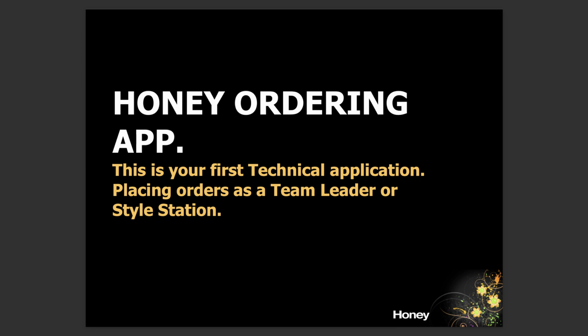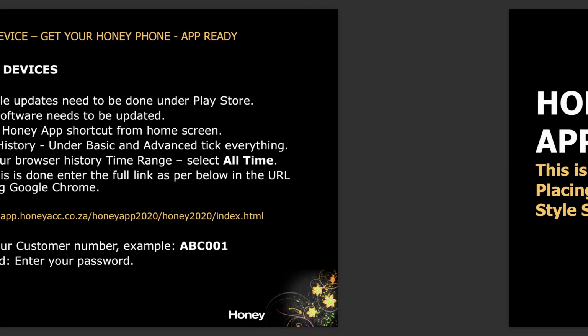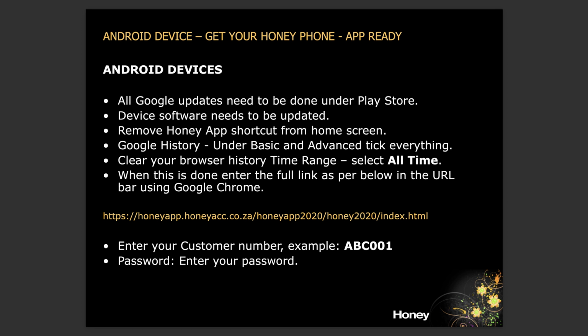You've got different devices. You'll have an Android device or an Apple device, or you might use your Microsoft or Windows PCs. So I'm just going to go through all the technical specs that you need in order to get your phone app ready. Okay, your Android devices: all Google updates need to be done under Play Store. Your device software needs to be up to date. Remove Honey app shortcuts from your home screen if you've already installed it.